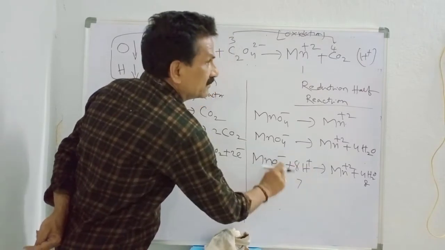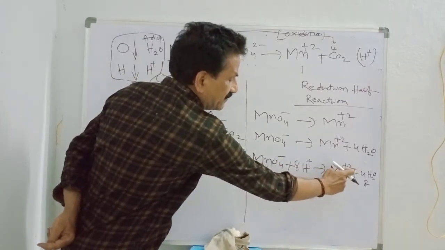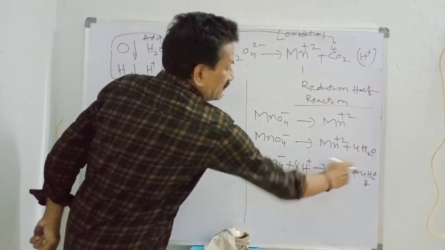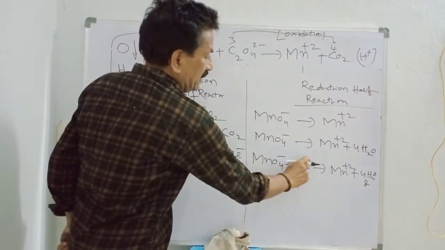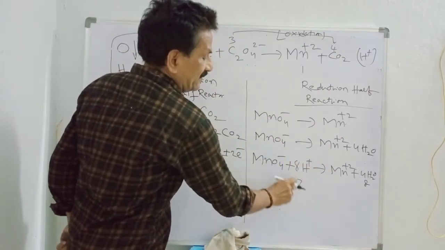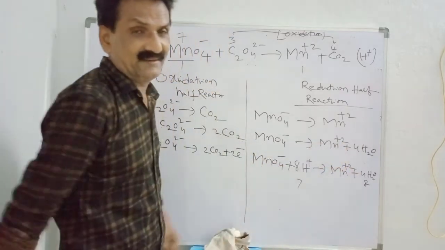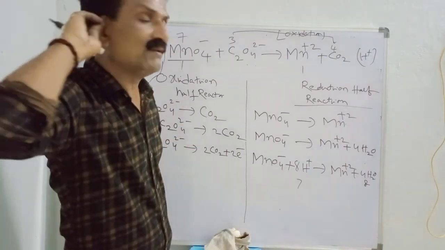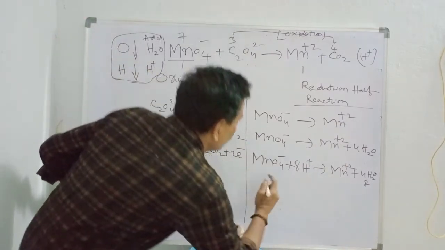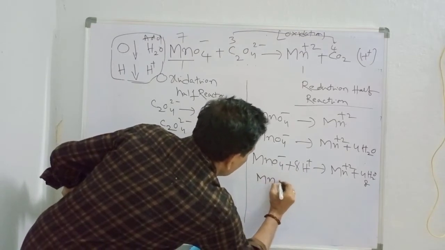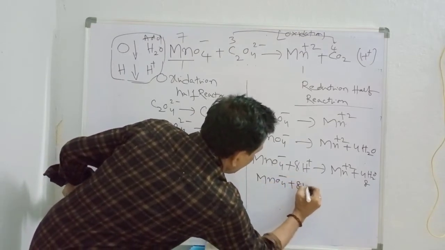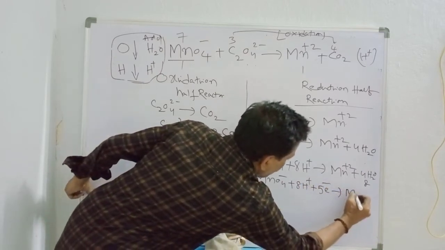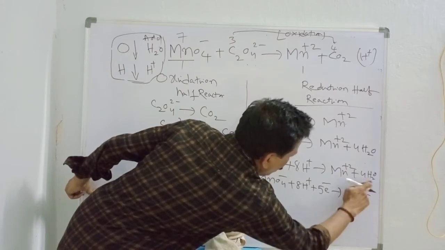Here, how much? 8 plus, 1 minus 7 plus, here 2 plus. How much is the difference? 5. To compensate that, how many electrons do we have to add? 5 electrons. So simply, MnO4 minus plus 8H plus plus 5 electrons gives Mn 2 plus plus 4H2O.